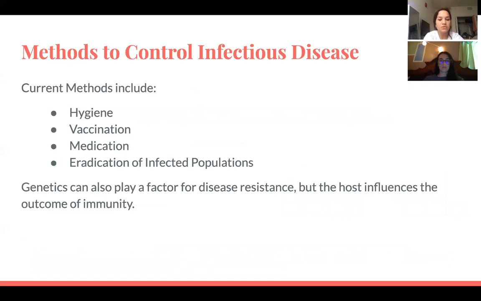The methods used to control infectious diseases included hygiene, vaccination, medication, and eradication of infected populations. Also, it has been established that both cold and warm-blooded vertebrates' resistance to infection can vary by a wide range of pathogens. Genetics can also play a factor for disease resistance, but the host influences the outcome of the immunity. The immune response is regulated by major histocompatibility complex molecules at the surface of antigen-presenting cells, the T cell receptor, and surface immunoglobulin molecules on B cells.